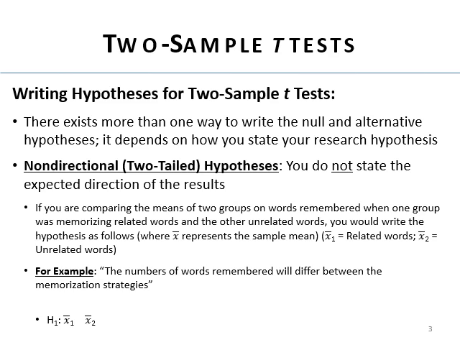So start with your alternative. You've got the mean of group 1, the mean of group 2. I'm not saying which one of these is going to be higher or lower. I'm just saying they're not going to be equal. So it's exactly like correlation in one sample t. So then your null is where you're wrong. Where's the one case you're wrong that the words remembered will differ between memorization strategies? Well, if they don't, if they're equal. So that's your null.